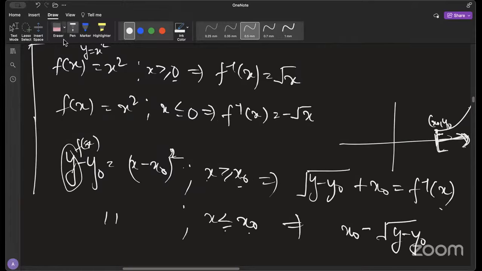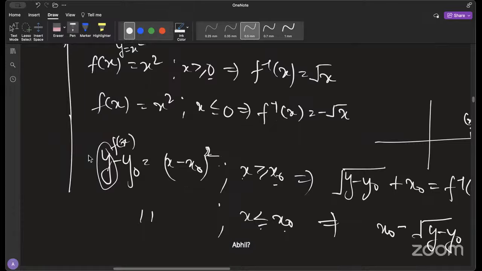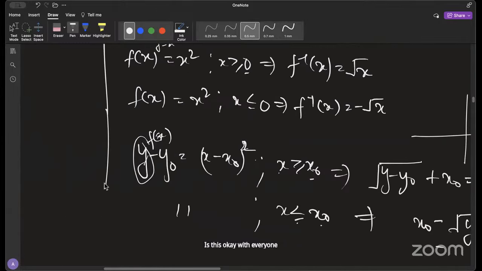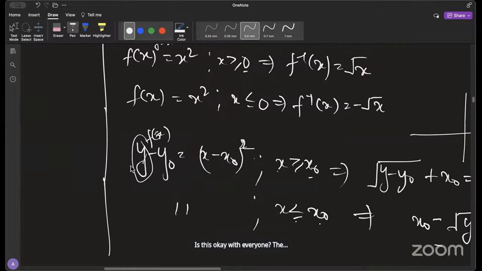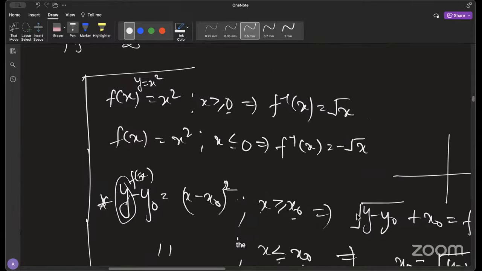Here, you will take the square root of it. If you take the positive square root and x naught on that side, that's fine. And then if you take the negative square root, yeah, it's fine. Is this okay with everyone? The inverse thing of quadratic functions.